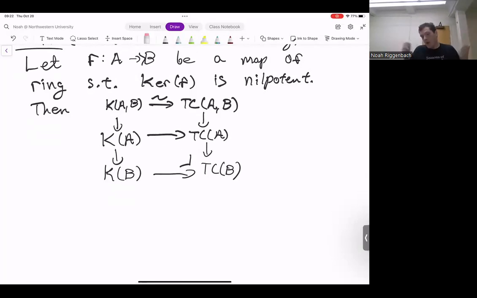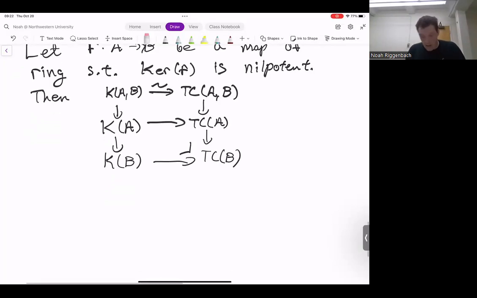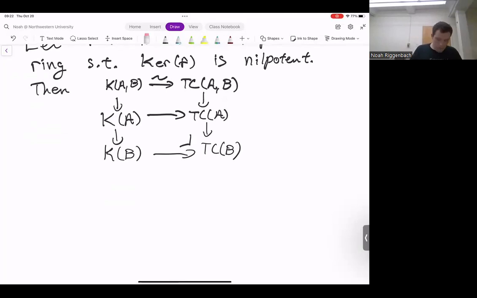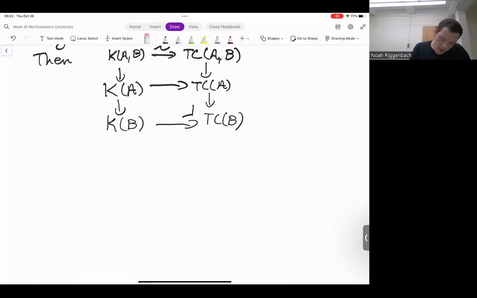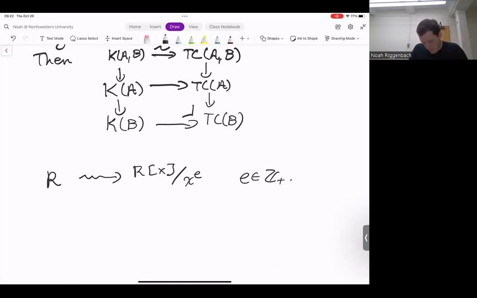And so, you look at this, you want to understand K-theory, this gives you a tool for computing it and understanding it. And so a natural first step to try is, well, what's the simplest nilpotent extension of a ring? Well, to any ring R, you can take just the truncated polynomial ring R adjoin X mod X to the E for some E positive. And so that's a natural question to ask.